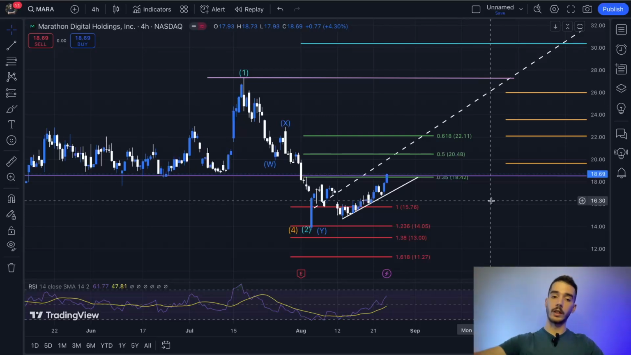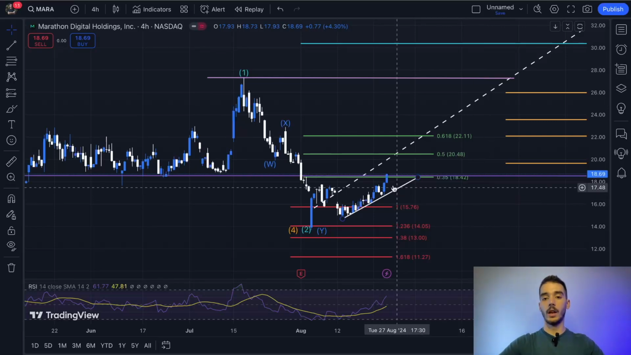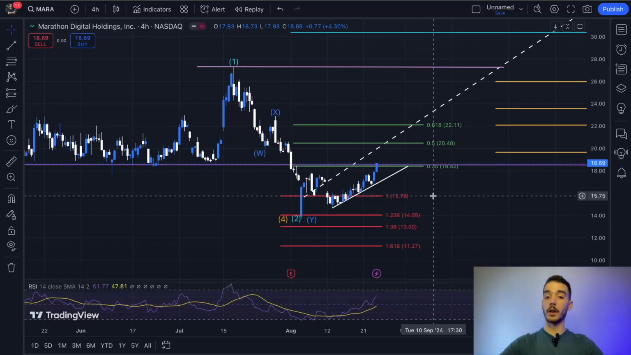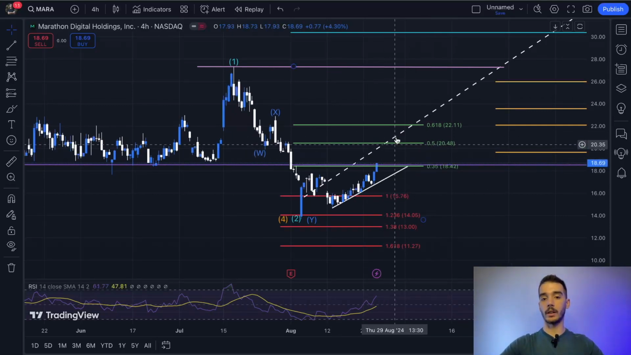I'll show you guys what I'm talking about, if price strength leads up just before the first interest rate cut. But yeah, Mara is looking very, very strong. We're finally back into the green.